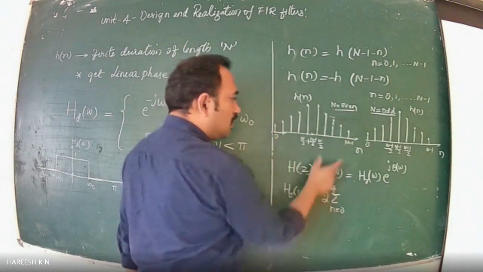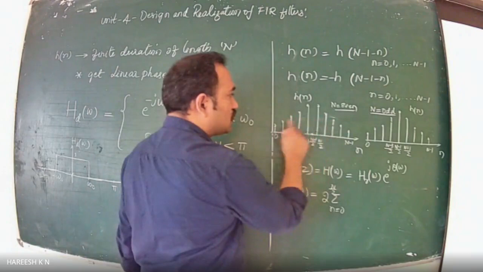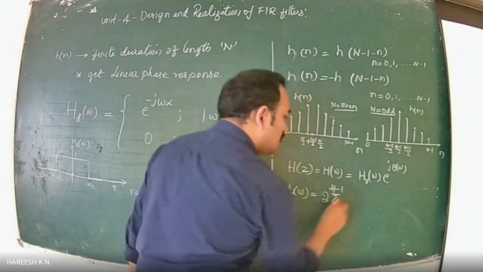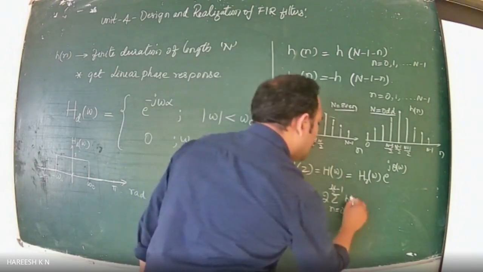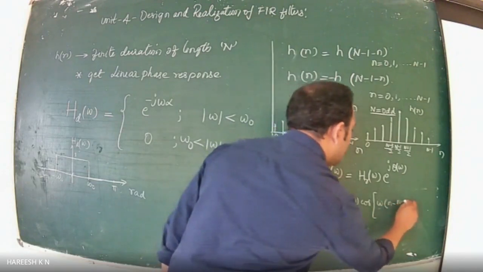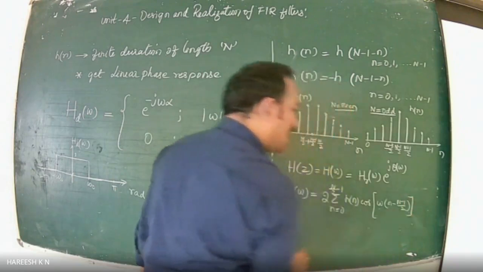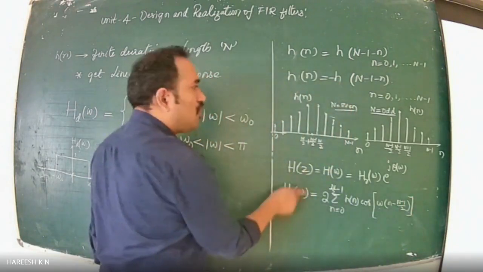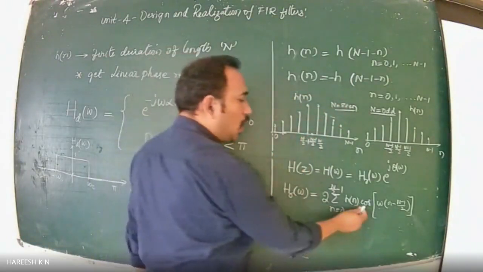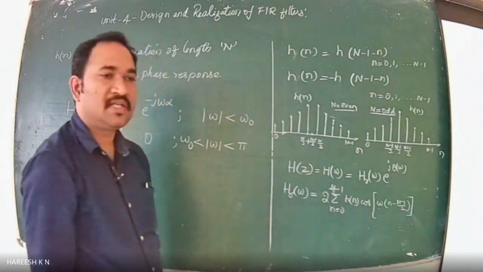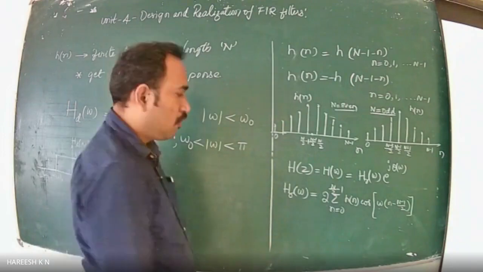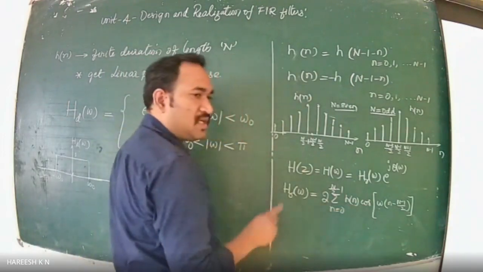Later on, it is repeating with the same values alternatively, correct? Therefore, the summation from 0 to n by 2 minus 1 of h of n into cos of ω into (n minus (N minus 1) divided by 2). This is the expression for h_r of ω for n even and h of n symmetric. Whenever you see a cos term in this expression, understand that the impulse response is symmetric in nature. Based on this expression, you can judge whether it is symmetric or not.